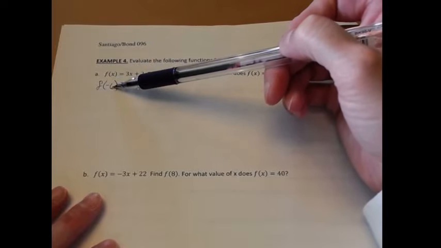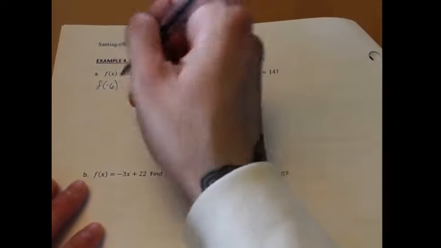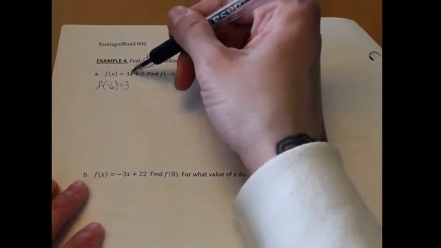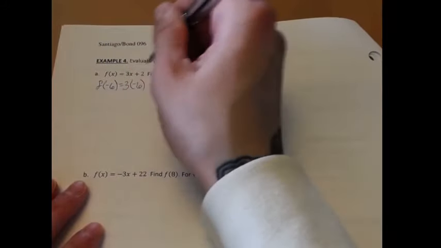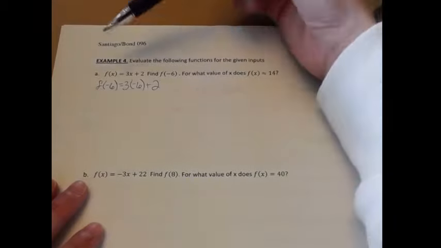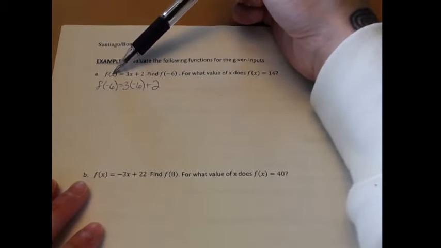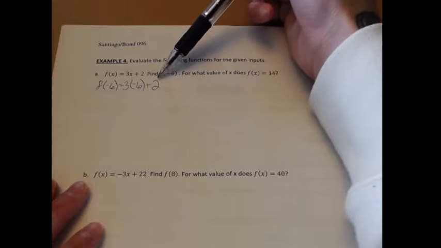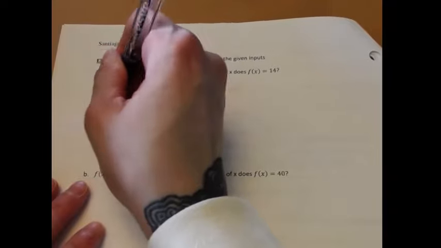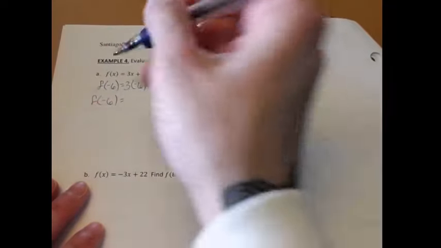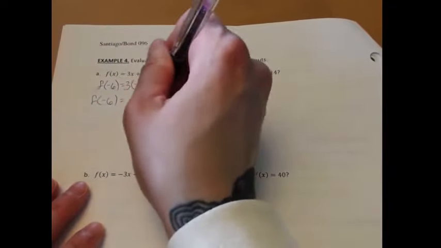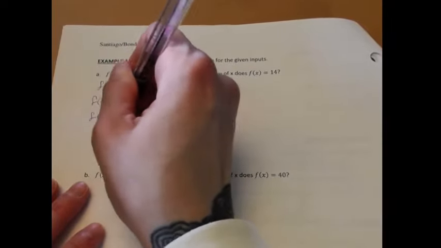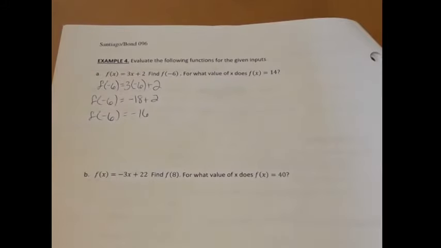X became a negative 6. So anywhere you see an x, it's going to become a negative 6. So we have f of negative 6 is equal to 3 times negative 6 plus 2. Now let's do the math. F of negative 6 is equal to 3 times the negative 6 is negative 18. And negative 18 plus 2 is negative 16.